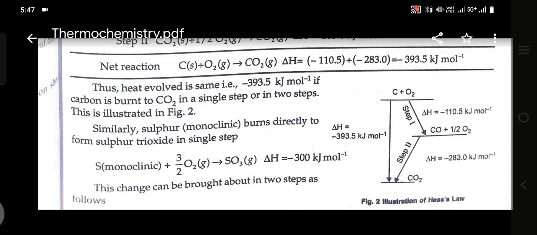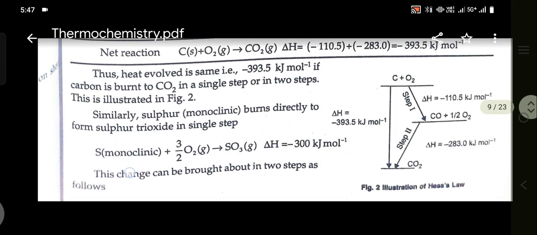Similarly, sulfur, that is monoclinic sulfur, burns directly to form sulfur dioxide in a single step.